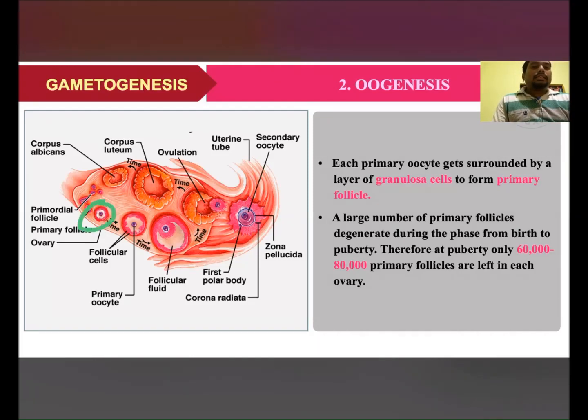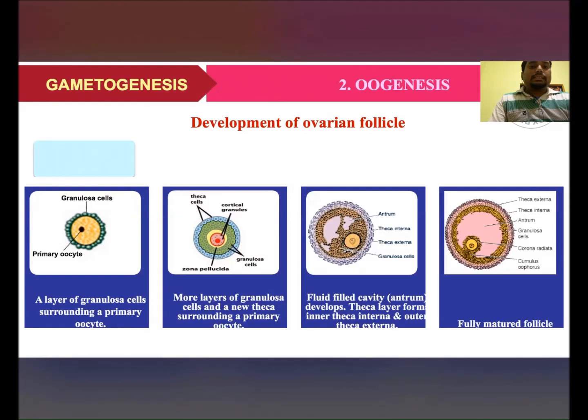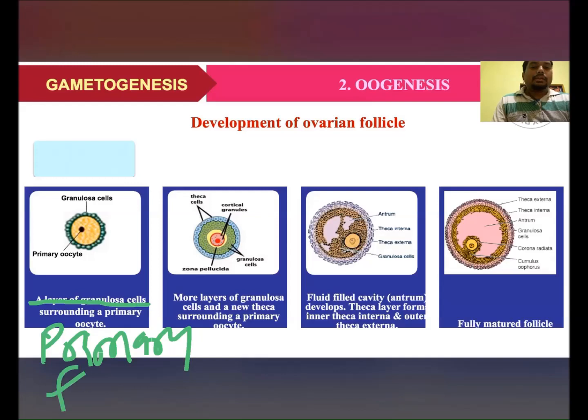So these primary follicles get more deposition of granulosa layer and become secondary follicles, and these secondary follicles become tertiary follicles. Tertiary follicles can be identified by what? A cavity of fluid. That cavity of fluid is called antrum. We will see here. This is the primary oocyte and it gets a deposition of granulosa cells. So this structure is the primary follicle. When a primary oocyte gets surrounded by a layer of granulosa cells, it becomes a primary follicle, isn't it? Primary follicle.